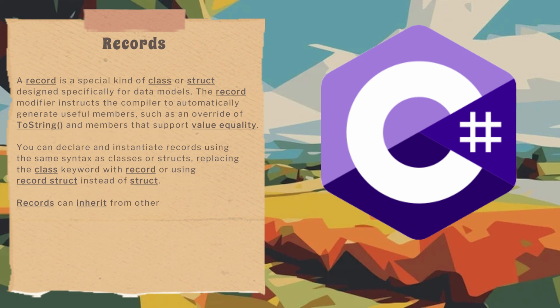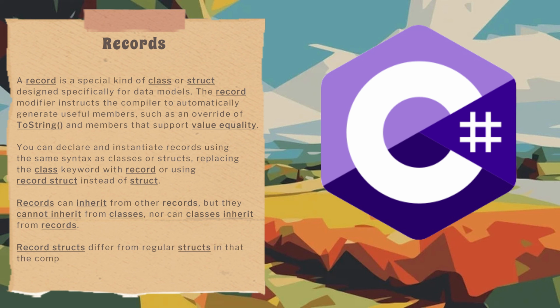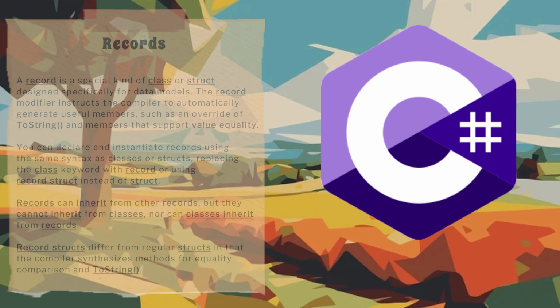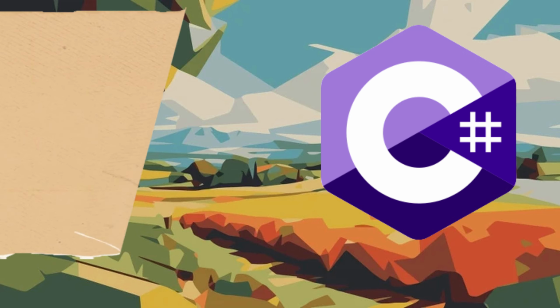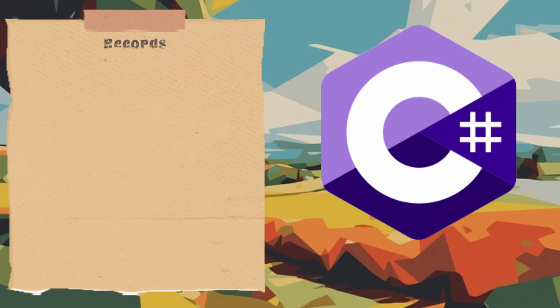Records can inherit from other records, but they cannot inherit from classes, nor can classes inherit from records. Record structs differ from regular structs in that the compiler synthesizes methods for equality comparison and toString. For positional record structs, a deconstruct method is also automatically generated.